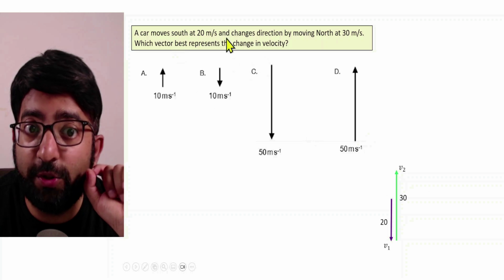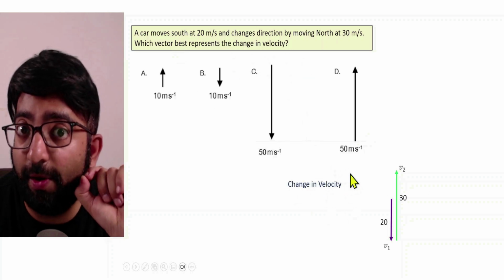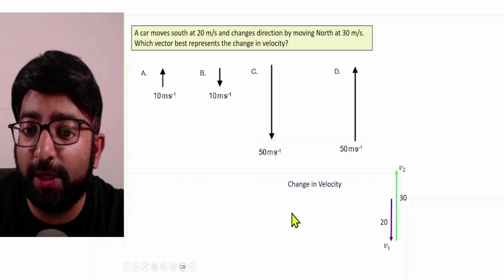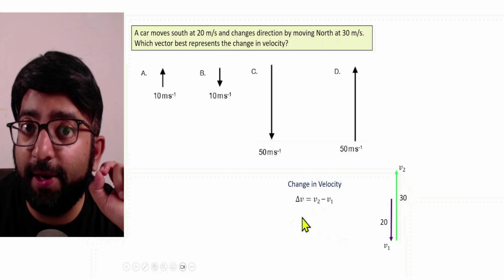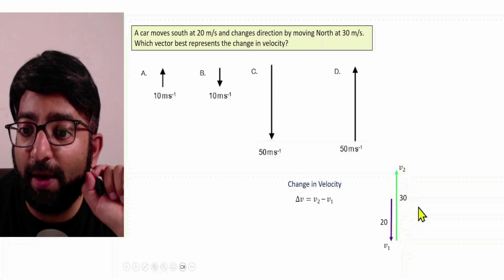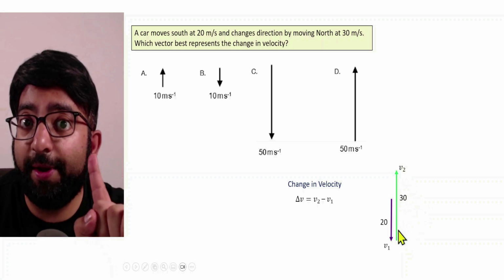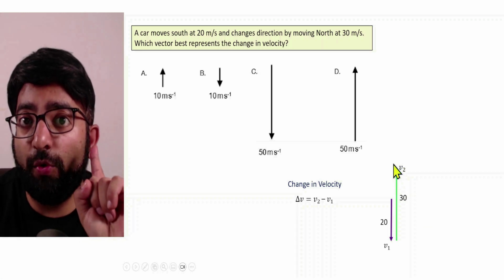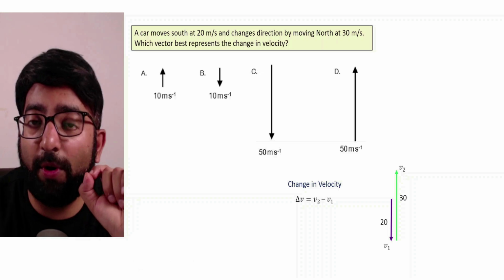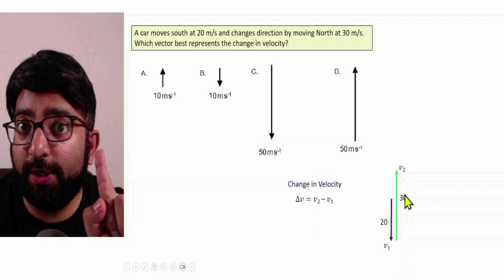The question wants us to find the change in velocity. Change in velocity, remember, is final minus initial velocity. In this case, that will be V2 minus V1. V2 has a magnitude of 30 and it is going in the upward direction. So we are going to assume upward direction as positive. So V2 will be positive 30.